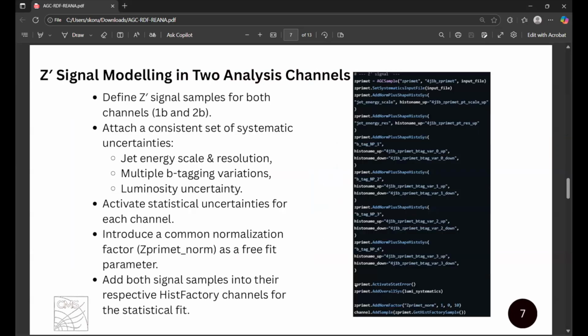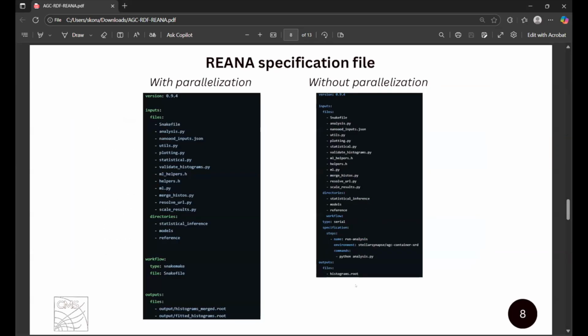Yep, sure. So first of all, there are two specification files. The first one includes SnakeMake parallelization, and the second one is basically a serial workflow without any parallelization, but it works as well on REANA, but it takes quite a bit longer. Okay, so the main takeaway here is just that the right-hand side, the one without parallelization, just has the type serial, correct? Yep, absolutely. Okay. Yep. All right, great.